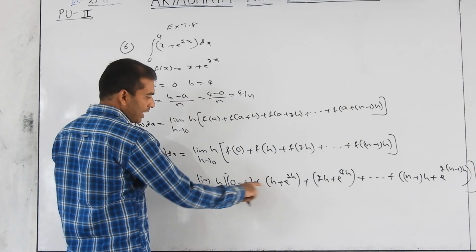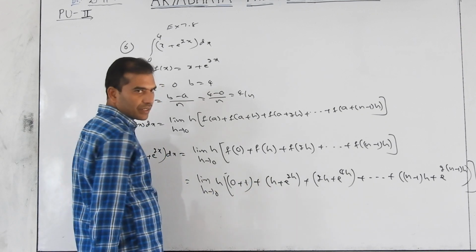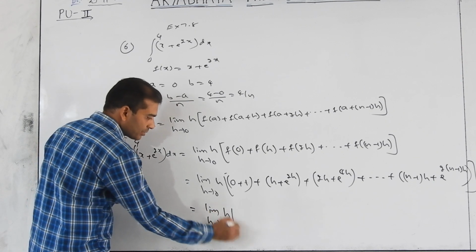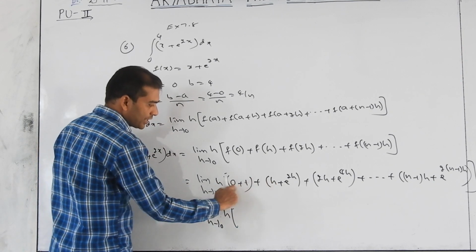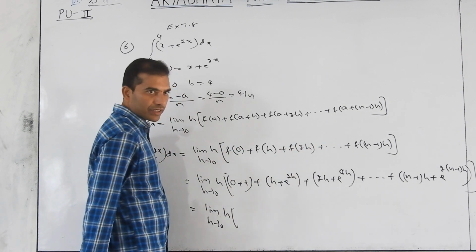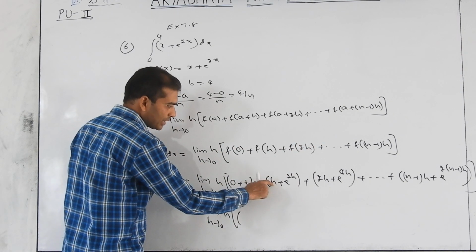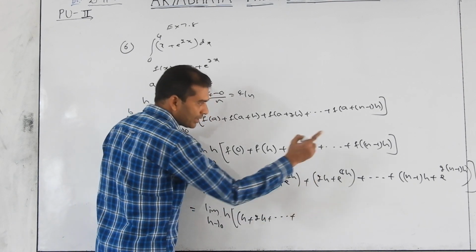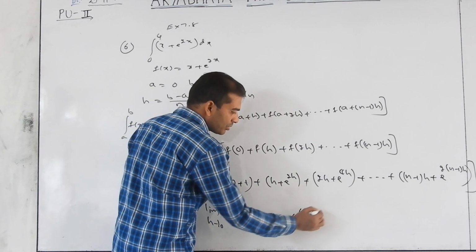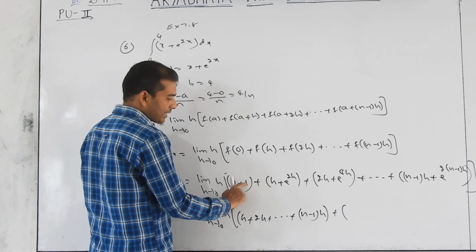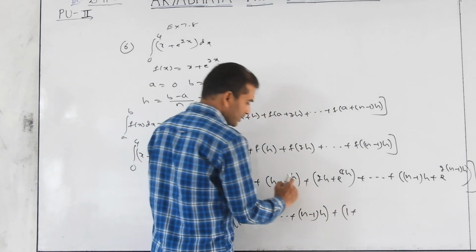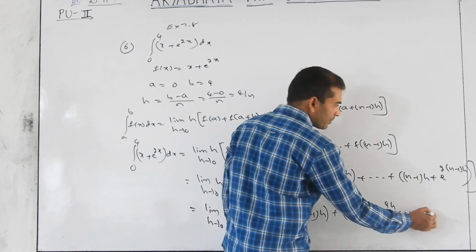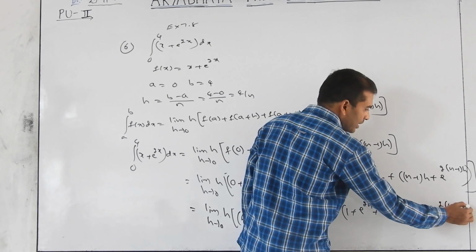In each bracket, write the first terms together and the second terms together. The first term is 0 here, then h plus 2h and so on, up to (n minus 1) into h. In each bracket the second terms are 1 plus e power 2h plus e power 4h plus so on, up to e power 2 into (n minus 1)h.